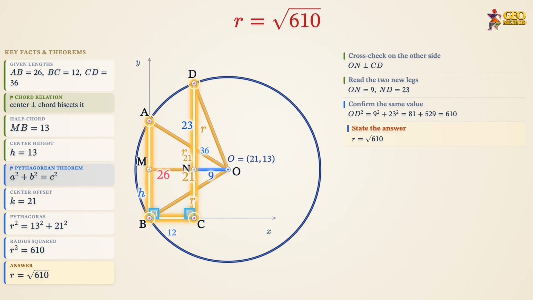So the answer is square root of 610. And there we have it, clean and verified.